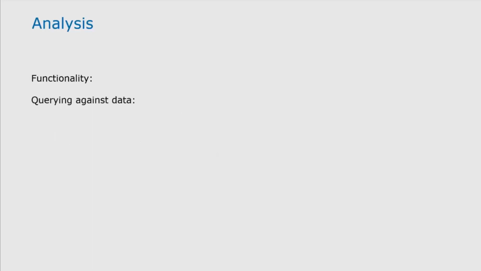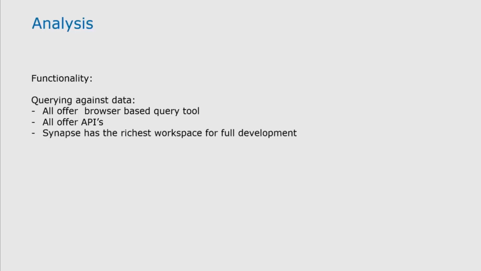To query against the data in your databases or systems, all the servers offer browser-based query tools, and all of them offer APIs. And of course, there are third-party tools that use these APIs as well. But Synapse has by far the richest workspace for full end-to-end development. Snowflake has just launched into beta a new version of their query tool. It's still a bit simpler than Synapse, but it is at least a step above what they have in production right now.